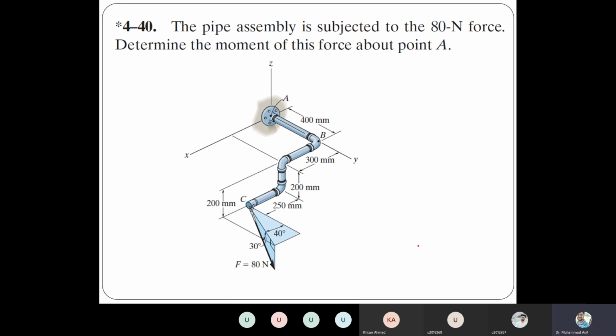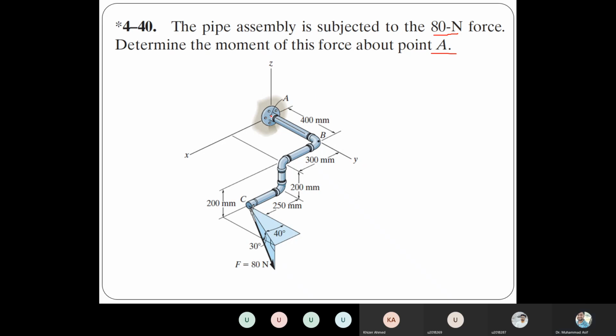Now calculate the value of the force. The force is 80 Newton, which is acting on this pipe. Determine the moment of this force about point A. Right, we need to calculate the moment of this force about point A.